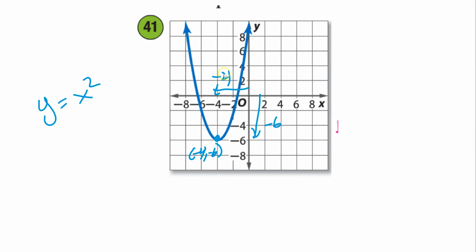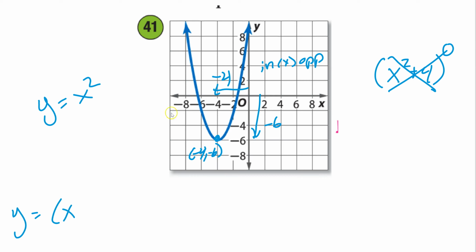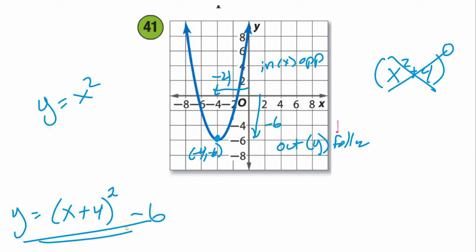Now, on the inside, I've got to move it, inside x opposite. This is where most people mess up. A lot of people give me this. I see this all the time for inside. That is wrong. The square has to be on the outside right there. So it looks like a +4 to me. That's on the inside. So the way you want to write this is y equals x inside, opposite, +4, close it, and then put the square. And then out here we went down 6, right? Outside 6, outside y follow. So on the outside we're going to put -6. That's what it should look like.